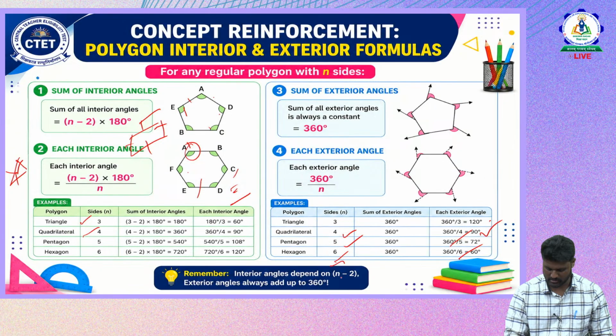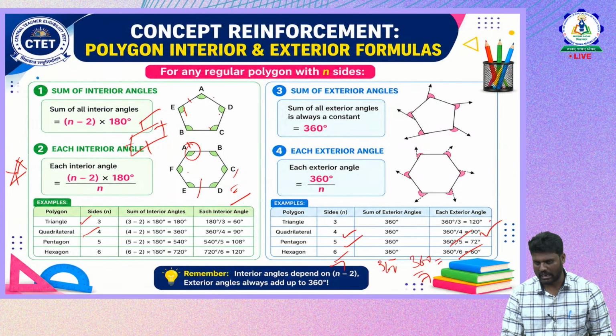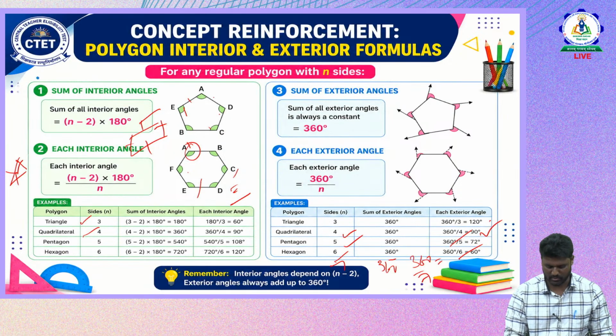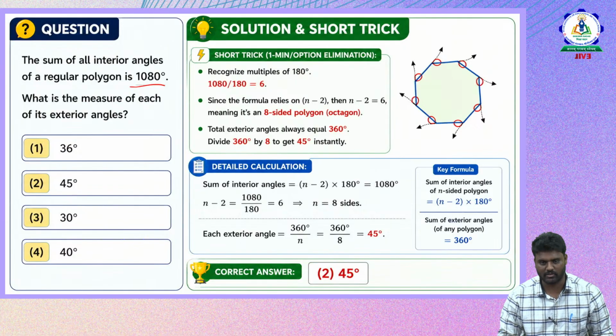Again for the heptagon, 7 sides. The sum of the exterior angles becomes 360. Similarly, for each exterior angle in the heptagon, if we divide 360 by 7, we will get the angle. Now let us see, based on this concept, the previous question and what they are trying to ask us.